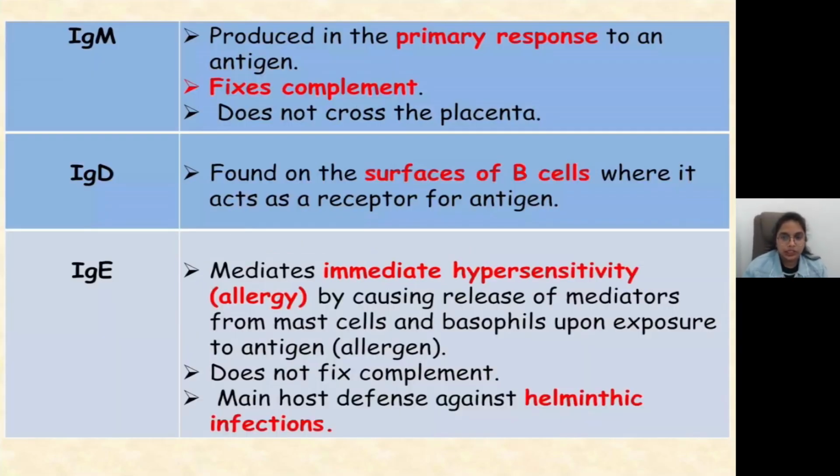IgM is the primary response, IgG is the secondary response, and they can fix complement. IgM doesn't cross the placenta. IgD may be found on the surface of B cells, where it acts as a receptor for the antigen, whereas IgE means the mediated immune response, causing immediate hypersensitivity reactions. They are formed from mast cells and basophils upon exposure to the antigen, and do not fix any complement. They are the main host defense against helminth infections.